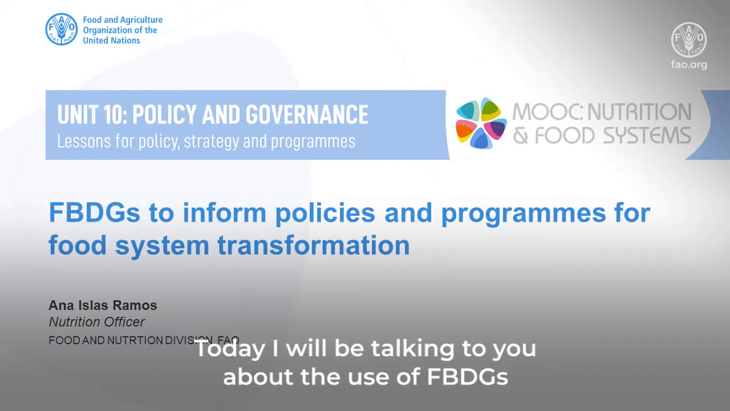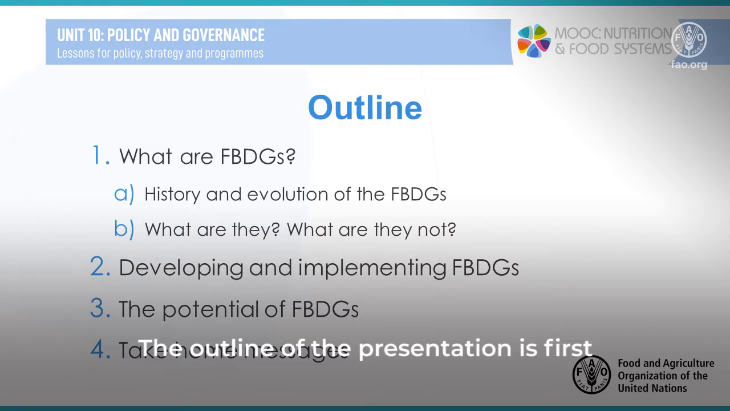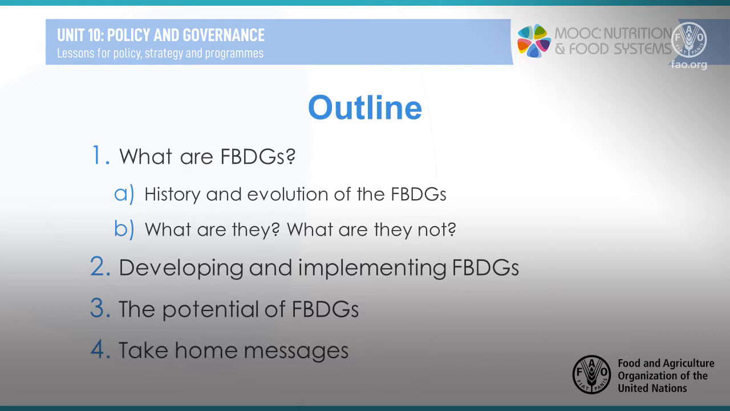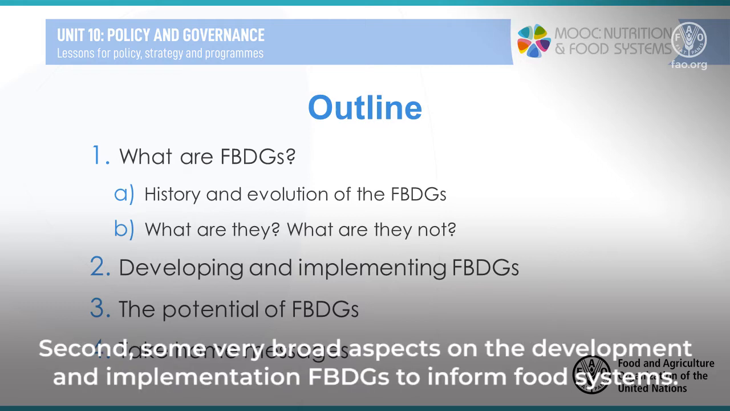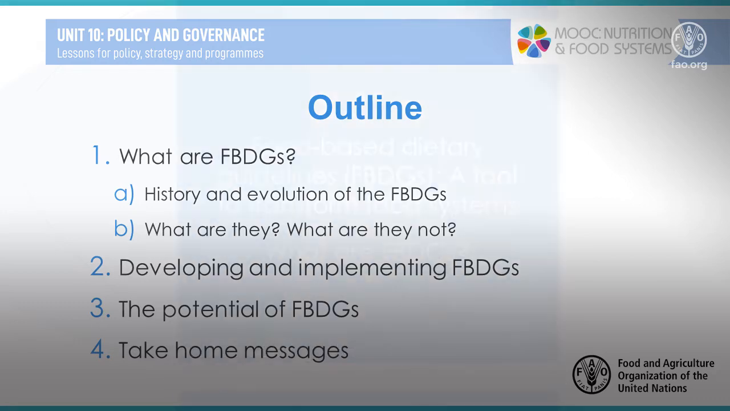Talking to you about the use of FBDGs to inform policies and programs for food system transformation. The outline of the presentation is first, what are FBDGs, where I will be discussing A, the history and evolution of FBDGs, and B, what they are and what they are not. Second, some very broad aspects on the development and implementation of FBDGs to inform food systems. Third, the potential of FBDGs, and fourth, take-home messages.